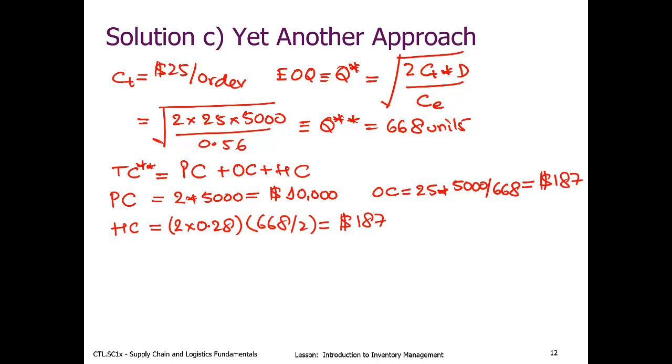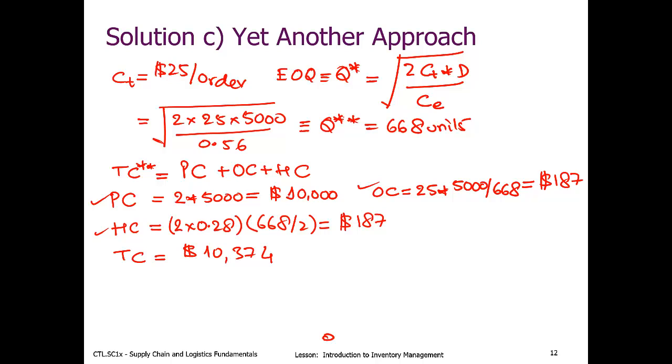So now that we have purchase cost, we have the ordering cost and the holding cost, can we calculate the total cost? Of course, if we add these three values up, we get a total cost of 10,374. And this is better than the previous two approaches and even better than the first approach. And we see that this total cost so far is the least of the previous three approaches.